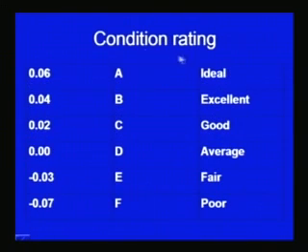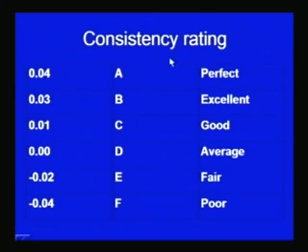Similarly, the values are also assigned for the conditions of working, the poor conditions of working or ideal working conditions, and accordingly the values are assigned: 0.06 for the ideal working conditions, and for poor working conditions minus 0.07 is assigned. The same way, the worker's performance is also rated in terms of consistency, and there are 6 classes from poor to the perfect. The perfect class is allotted 0.04, while the poor class is allotted minus 0.04.